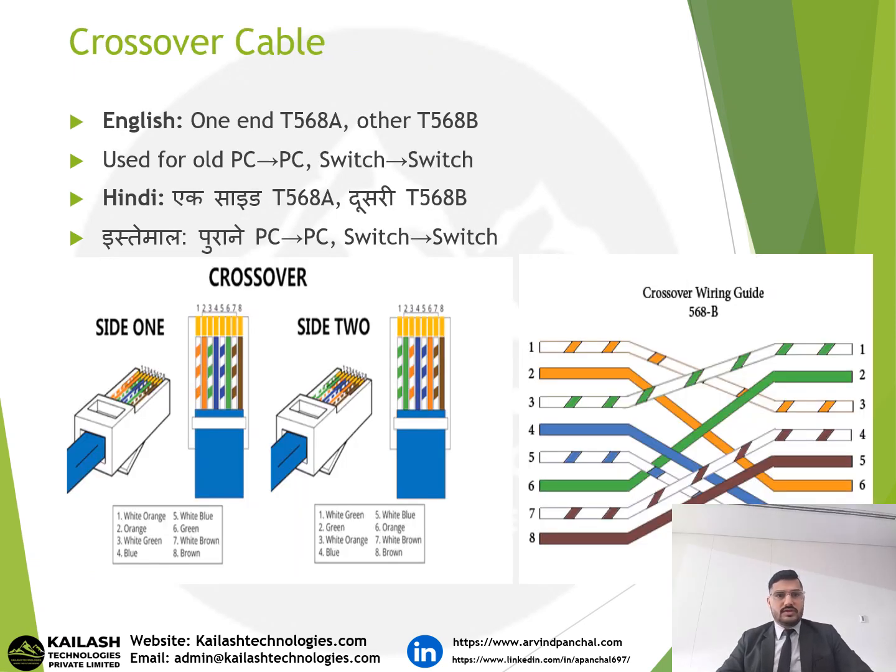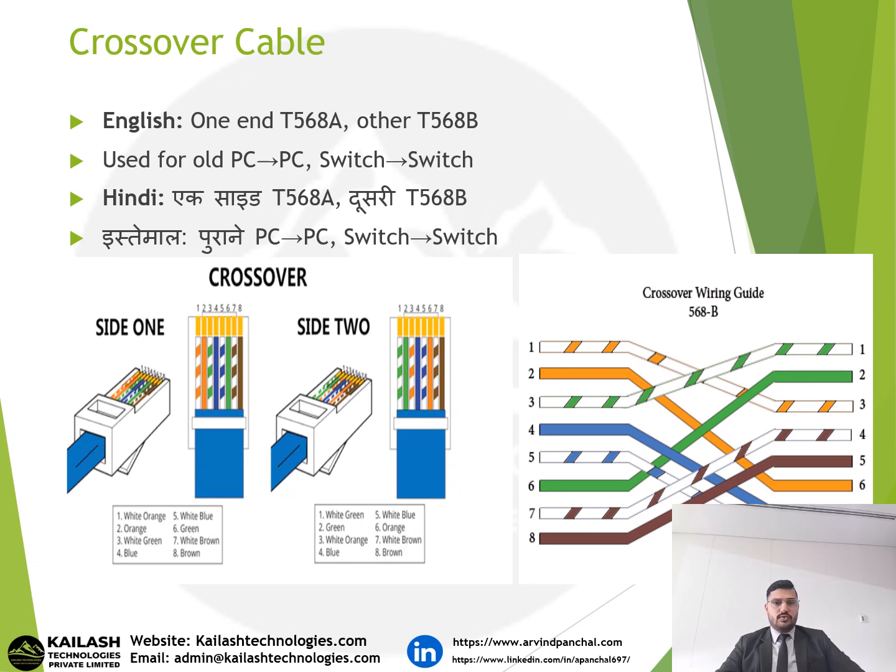So the crossover cables. Crossover cables have one end 568A, the other end 568B. In this crossover, mostly we will be connecting the same devices: PC to PC, router to router, switch to switch, and access point to access point. In this case, we cannot use the same color coding on both sides. Either one side you use 568A, the other side you have to use 568B. In the previous one you saw how the difference was 568A and B.